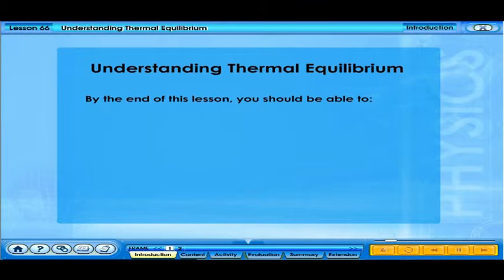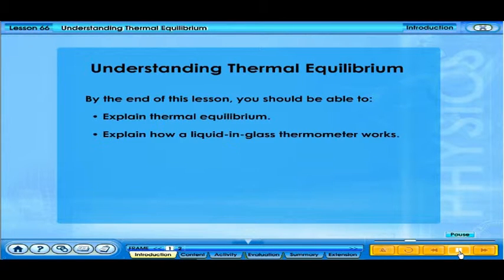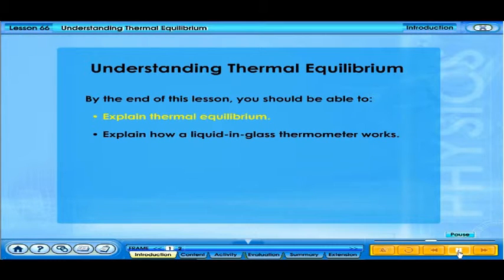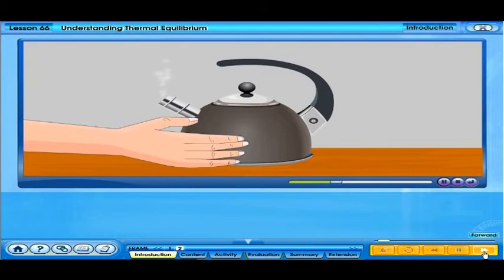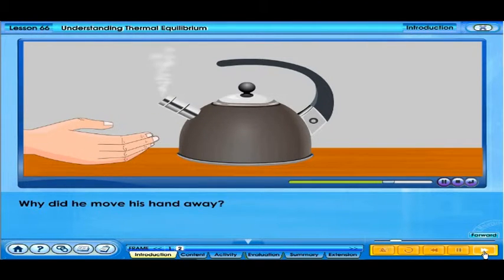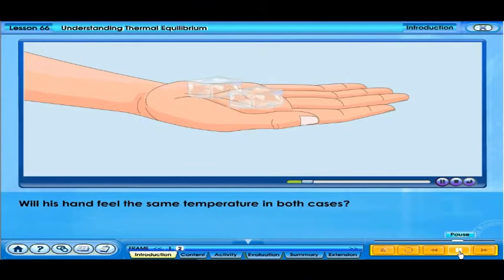By the end of this lesson, you should be able to explain thermal equilibrium. Explain how a liquid in glass thermometer works. Why did he move his hand away? How does his hand feel? Will his hand feel the same temperature in both cases?